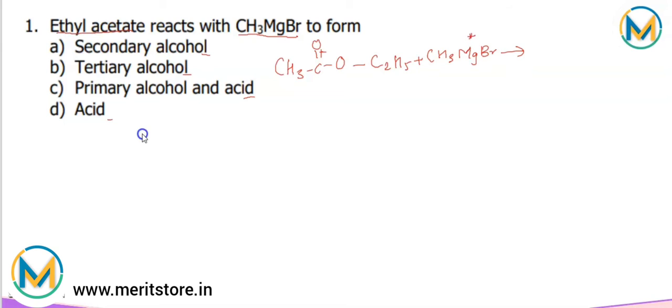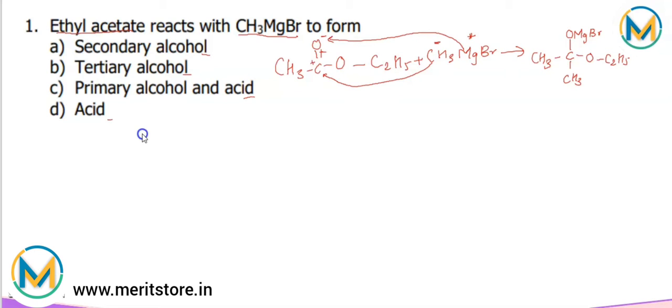Mg is positive and this carbon is negative, whereas the carbonyl group oxygen has negative polarity and the carbon has positive polarity. So the magnesium will attach to the oxygen and this CH3 will attach to this carbon. We get an intermediate with the terminal CH3 as it is, this C attached with OMgBr and CH3, and then the oxygen and C2H5 bond as it is.